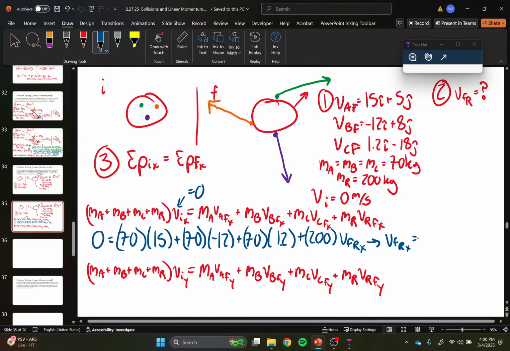You get 294. Oh, and you got to be careful here. You're going to get a negative sign because you're going to move it all to the other side. So you're going to subtract it to the other side and get that divided by 200, and you get negative 1.47 meters per second. Yay, there's my x component. The rock's going to go to the left. Oh, my initial prediction was wrong. Oh well, who cares?